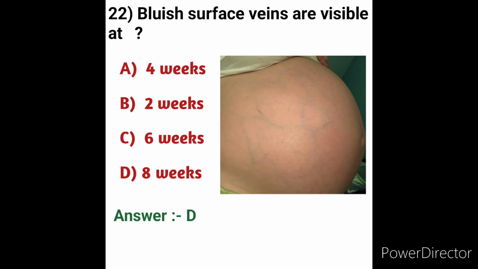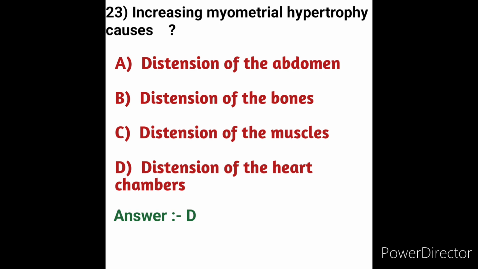Next, move on to question number 23. Myometrial hypertrophy causes. Okay friends, increasing myometrial hypertrophy causes. Options: option A, distension of the abdomen, option B, distension of the bones, option C, distension of the muscles, and option D, distension of the heart chambers. In this question there is myometrial hypertrophy. Myometrium means in the heart. So distension of the heart chambers is the correct answer, option D.